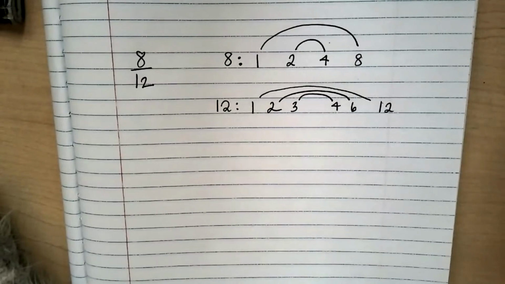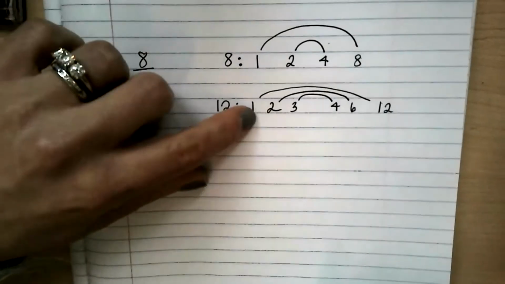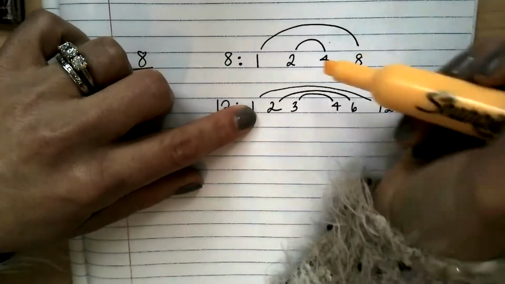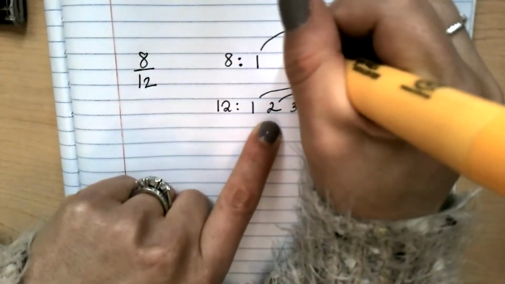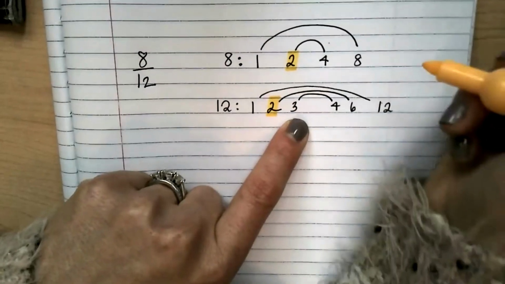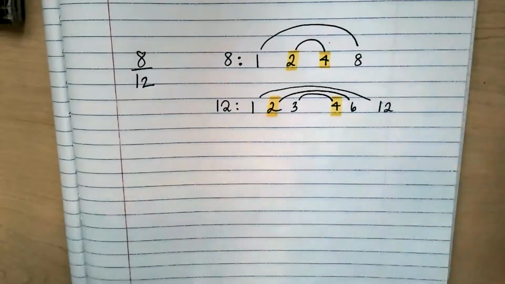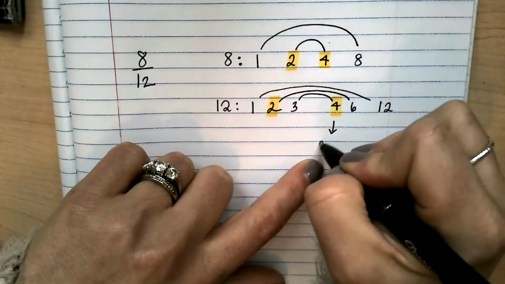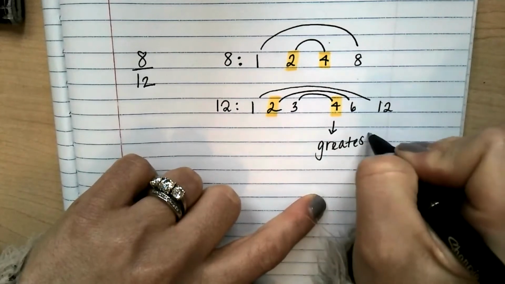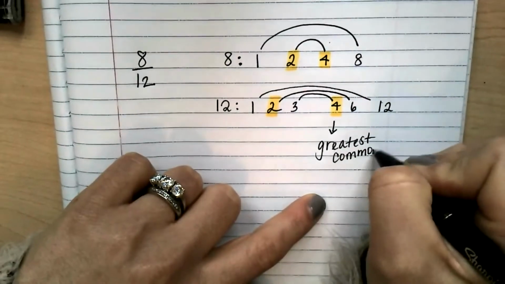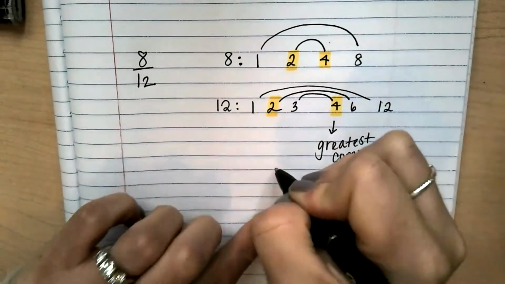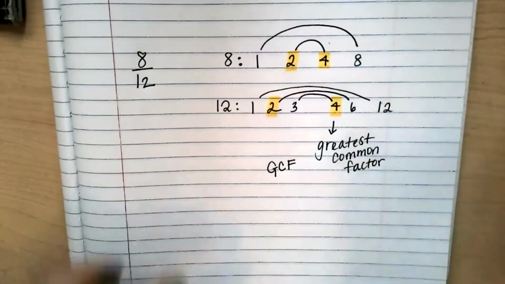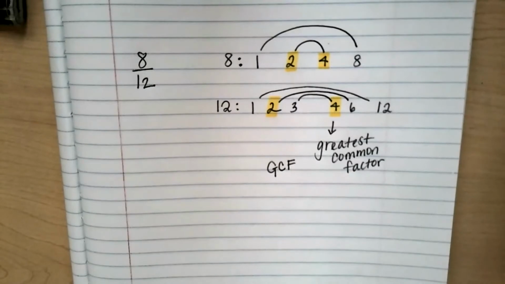Okay, so now circle the common factors except for 1. They have 1 in common, but I'm not going to circle that one because that's true for every number. But they have 2 in common and 4 in common. So I want the greatest factor. So I want 4. This is the greatest common factor, also known as a GCF. Greatest common factor.